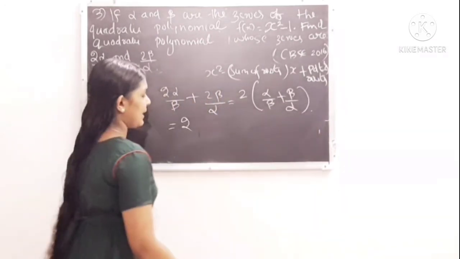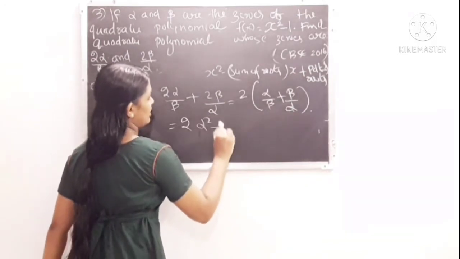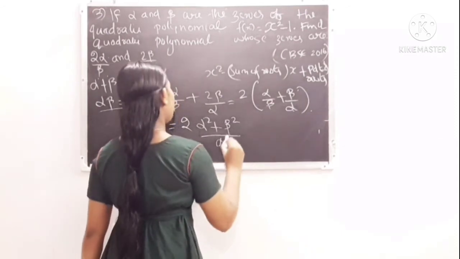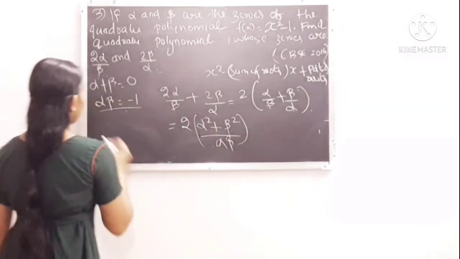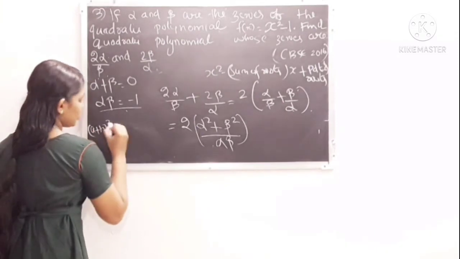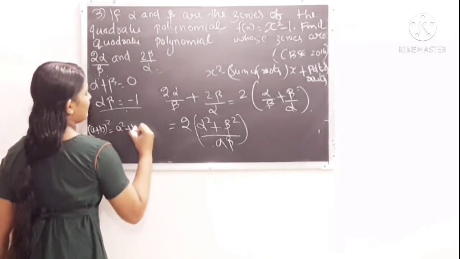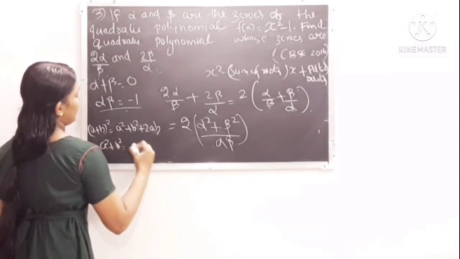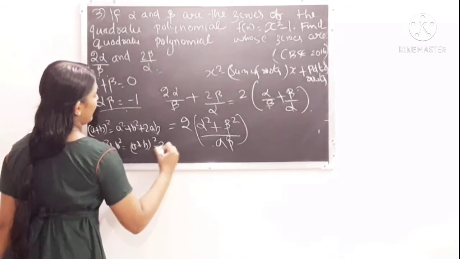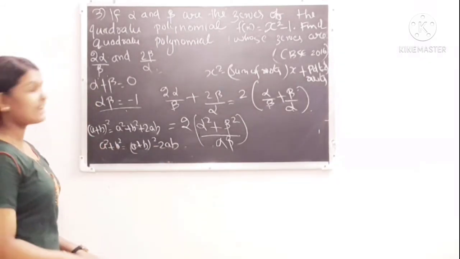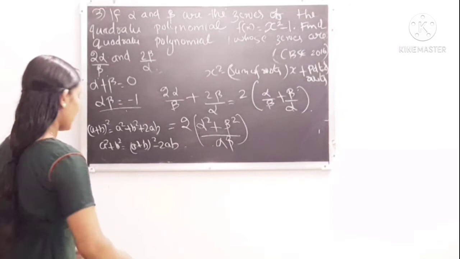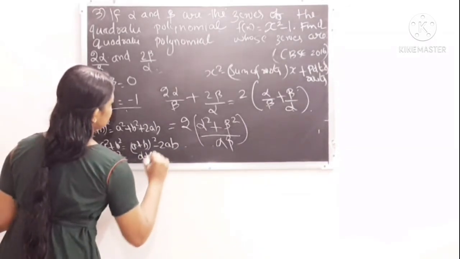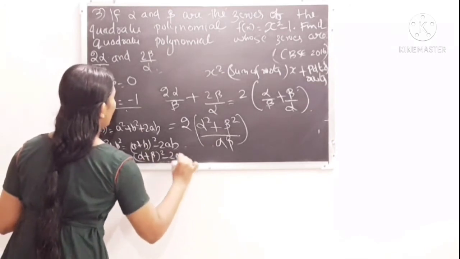Now we can cross multiply. So alpha into alpha, which is alpha square, plus beta into beta, which is beta square, divided by alpha into beta, so alpha beta. What is a plus b the whole square? A plus b the whole square is equal to a square plus b square plus 2ab. So we can write a square plus b square as a plus b the whole square minus 2ab. In the same way we can write alpha square plus beta square as alpha plus beta the whole square minus 2 alpha beta.